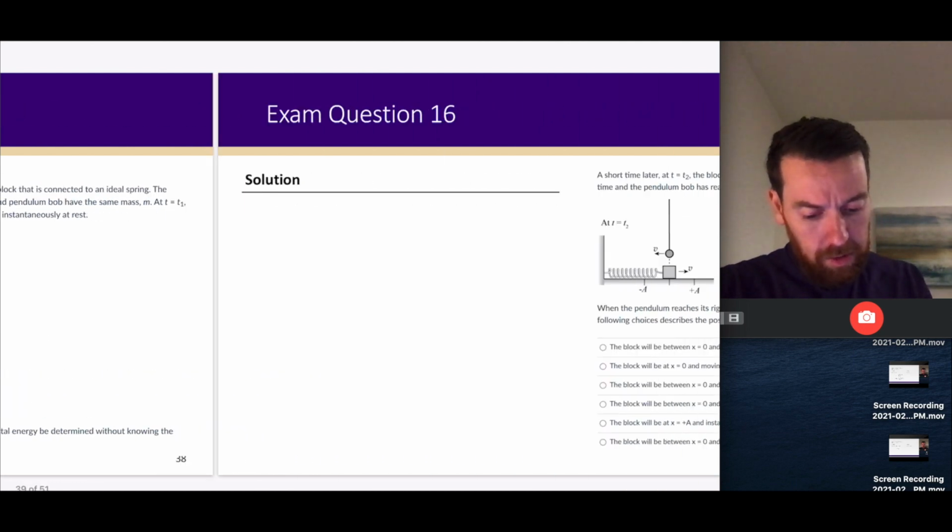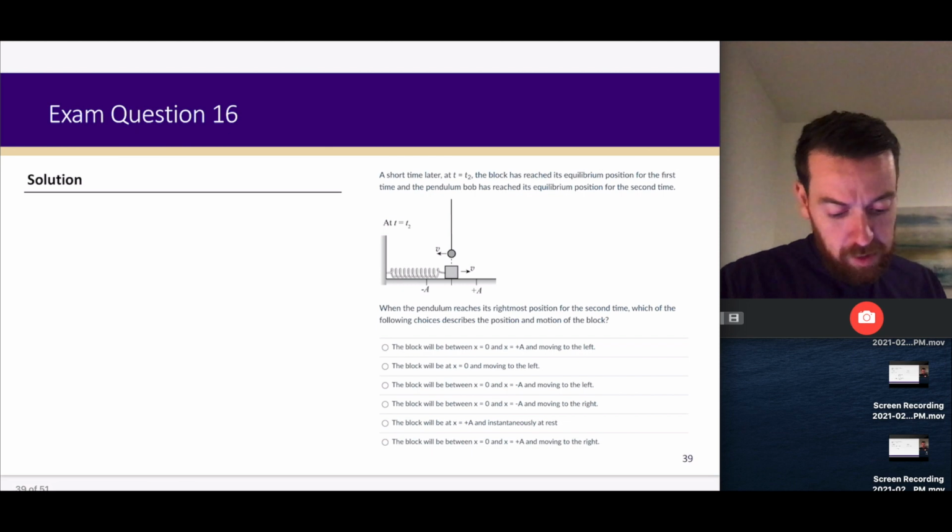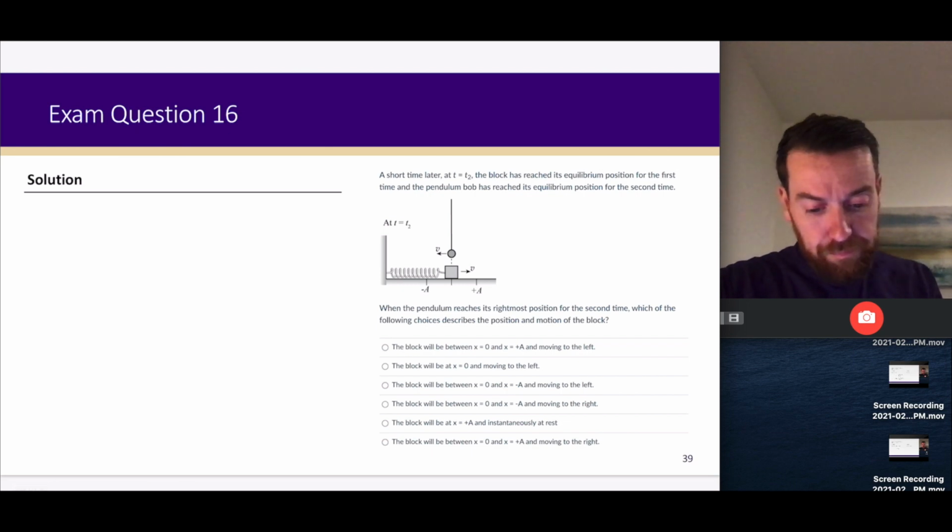Sorry, that was just an extra page in case I needed it. So this is question 16.